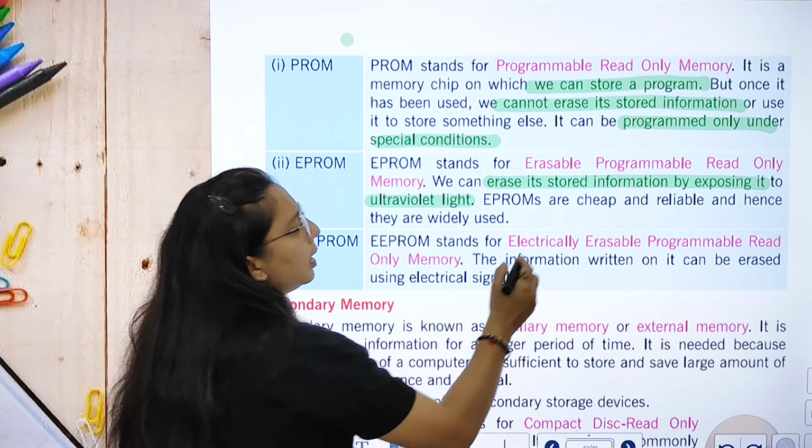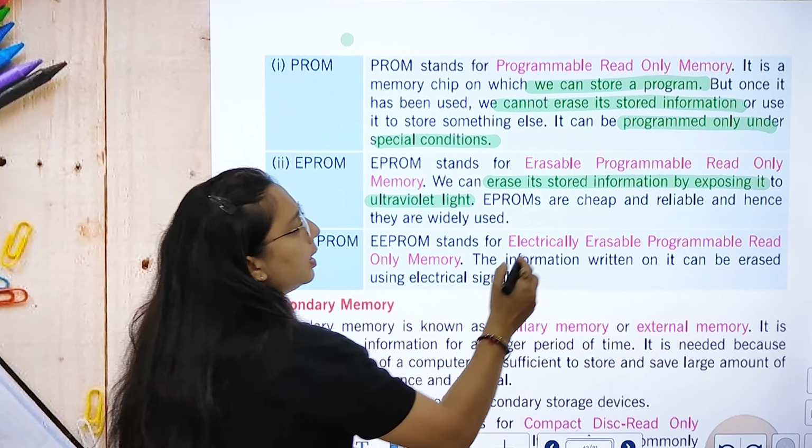Now, EEPROM stands for Electrically Erasable Programmable Read-Only Memory. Information written on it can be erased using an electrical signal. The information which is stored on it, you can erase it using an electrical signal.